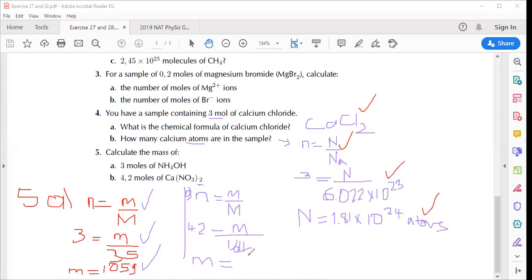688,8. Sorry, not grams per mole, just grams. Right, because it's mass. We're not looking for molar mass. We're looking for the mass. So that's what we have.